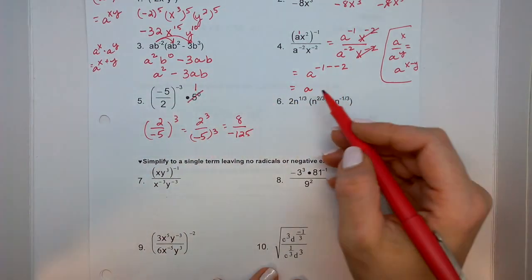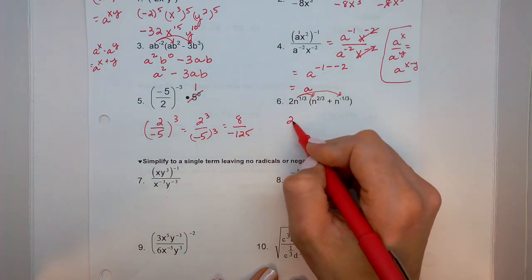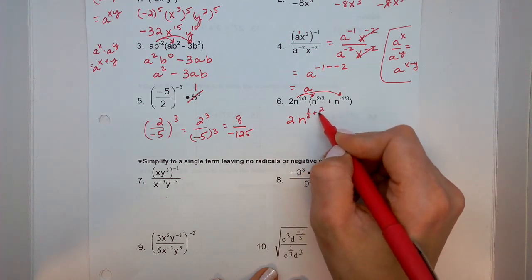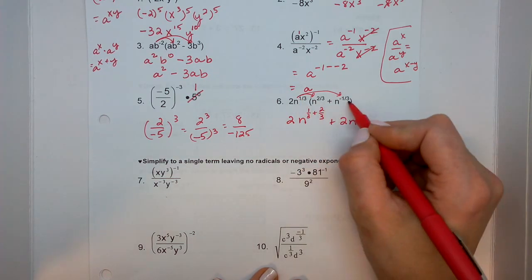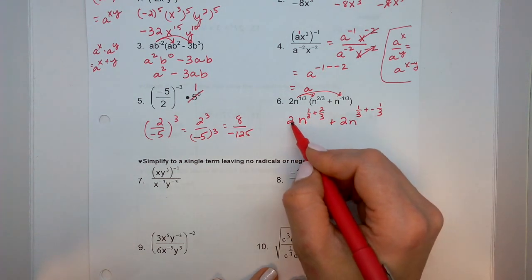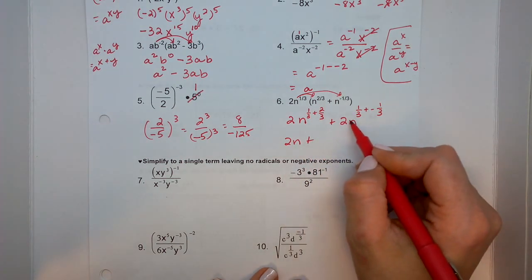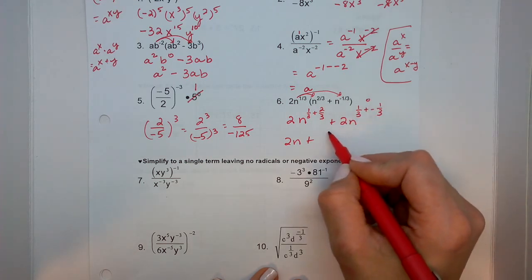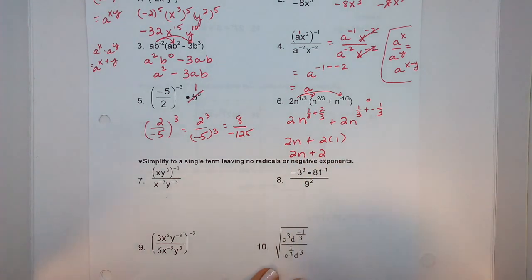Okay, number 6 will work exactly like we did number 3. You distribute the lead factor. So 2 times 1 is 2. 2n to the 1/3 times n to the 2/3 is n to the 1/3 plus 2/3. You add the exponents. 2 times 1 is 2. n to the 1/3 times n to the negative 1/3, you add the exponents. Okay, so 2n to the 3/3 is just 2n to the 1. Here, 1/3 minus 1/3 is 0, so 2n to the 0 is 2 times 1. So that's 2n plus 2 for the answer.